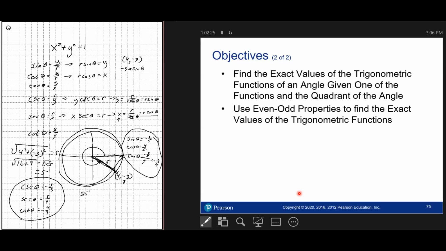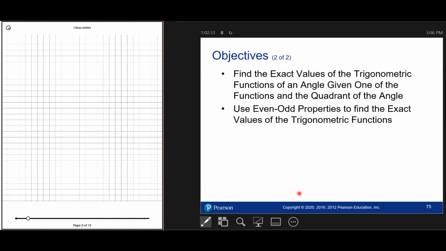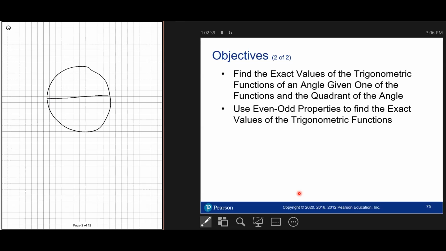If you notice with the unit circle, I have a circle, and it's a unit circle. If we have an angle in the first quadrant and an angle in the second quadrant, the y values will be exactly the same, but the x values will be opposite signs. That shows symmetry with respect to the y-axis.